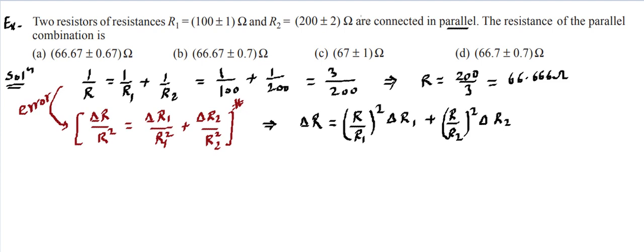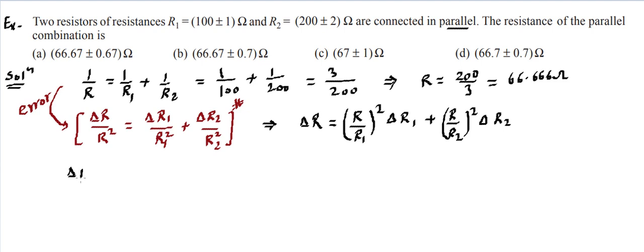Now you know all the values. What is delta R1? That's 1. What is delta R2? That's 2. And what is R? R is 200 by 3. And what is R1? That's 100. And this R2, that's 200. So we can put all the values. So let's put the values and try to find what this delta R is going to be.